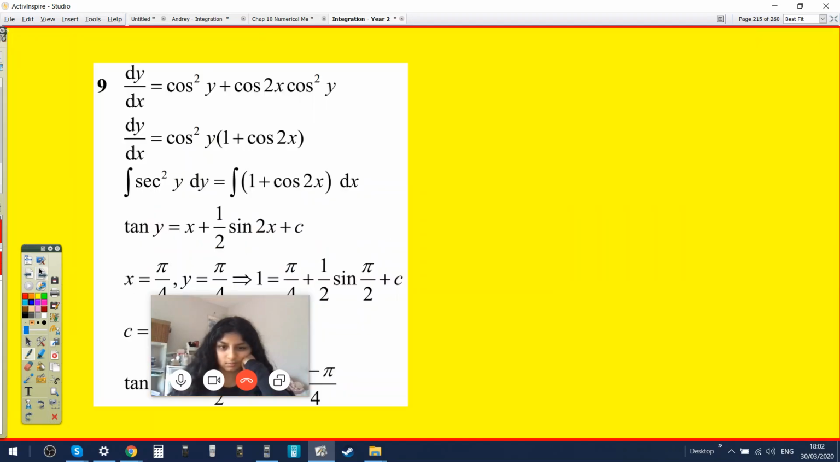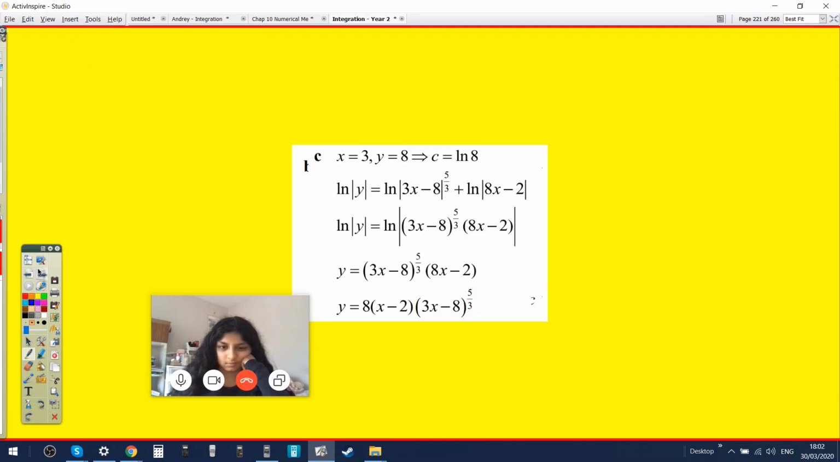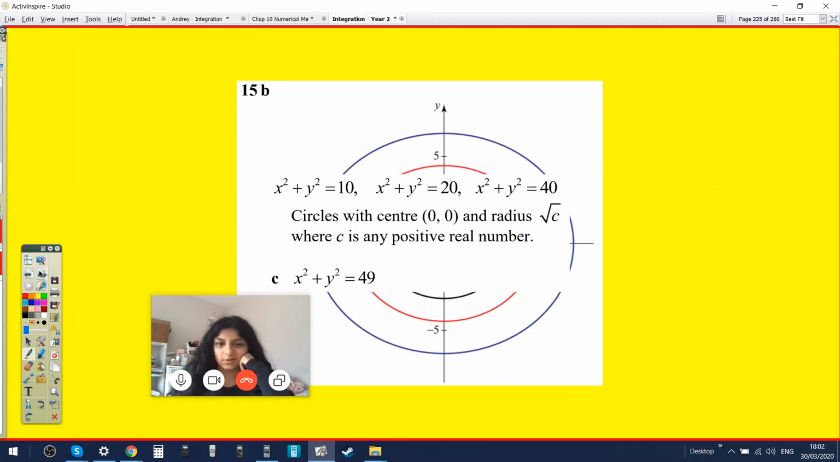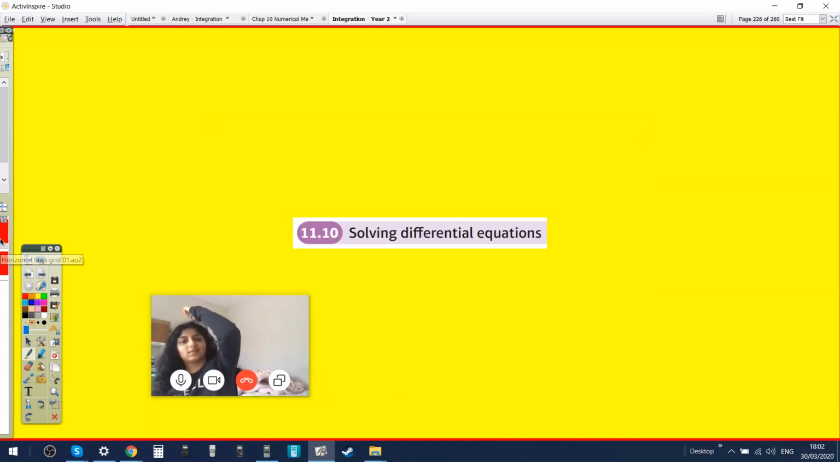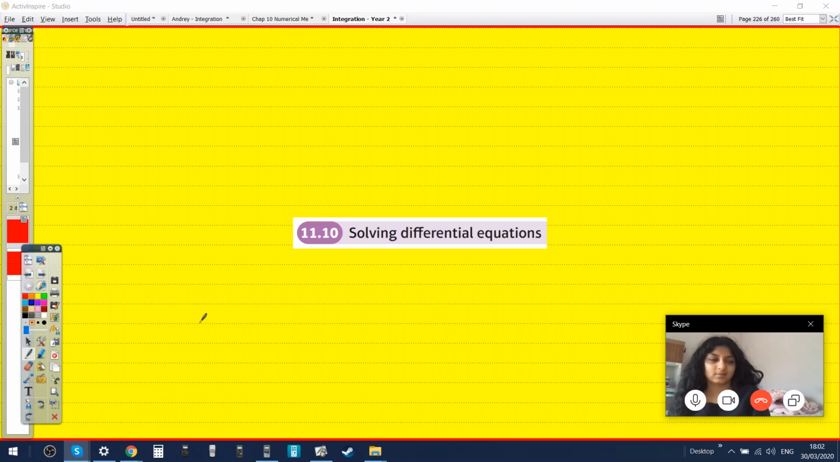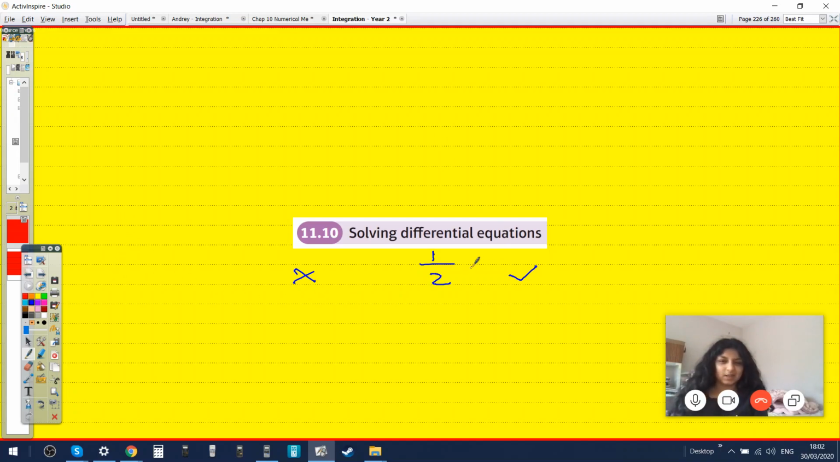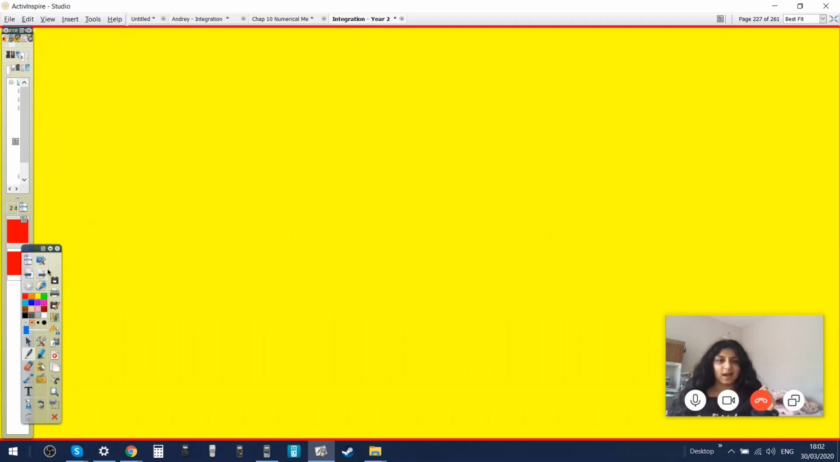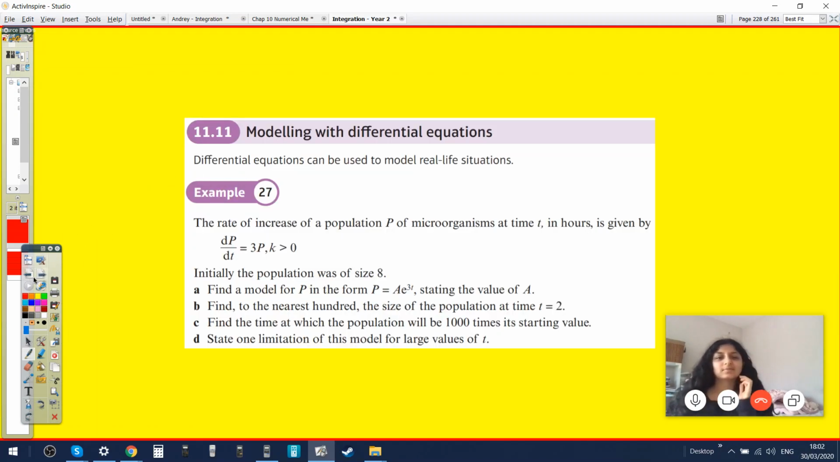What do you give yourself for differential equations? I don't know. I won't do more on them because I don't really understand them properly. Maybe in between the half and the tick, but more towards the half. We can do more of those next time, and then modeling with differential equations.